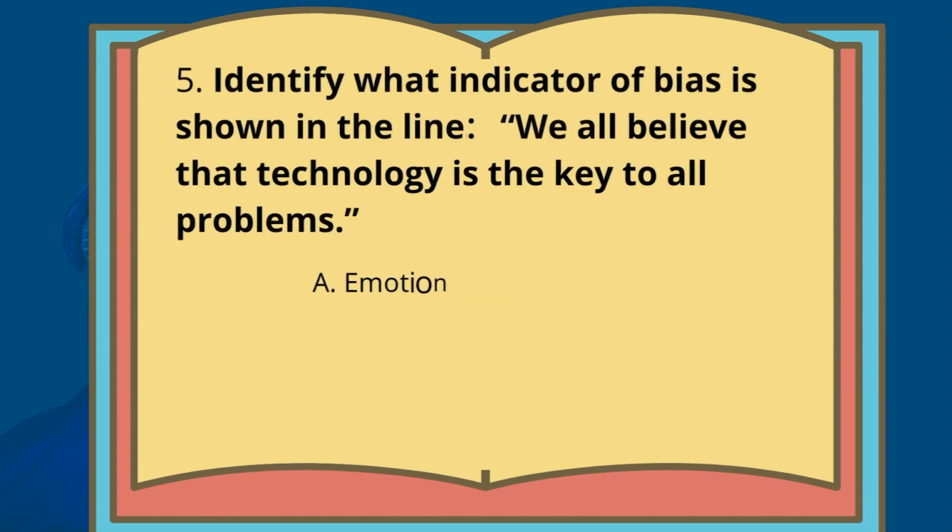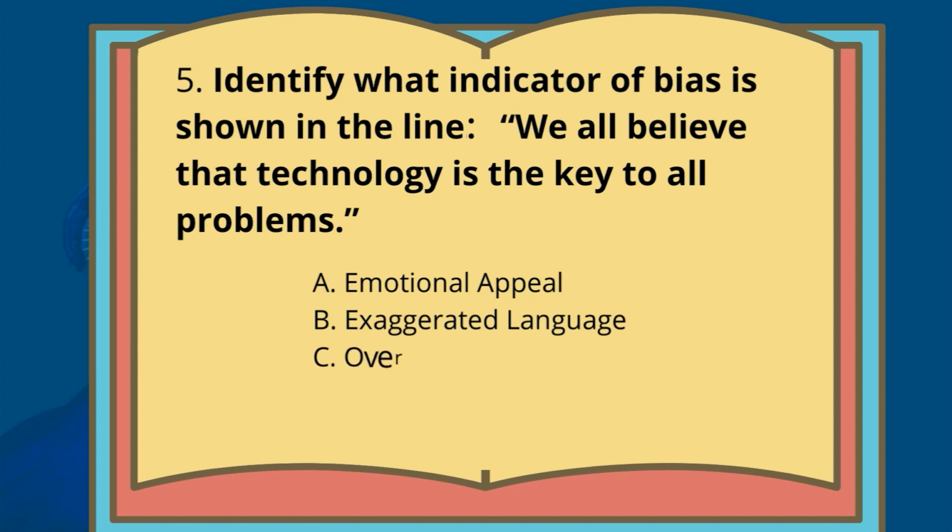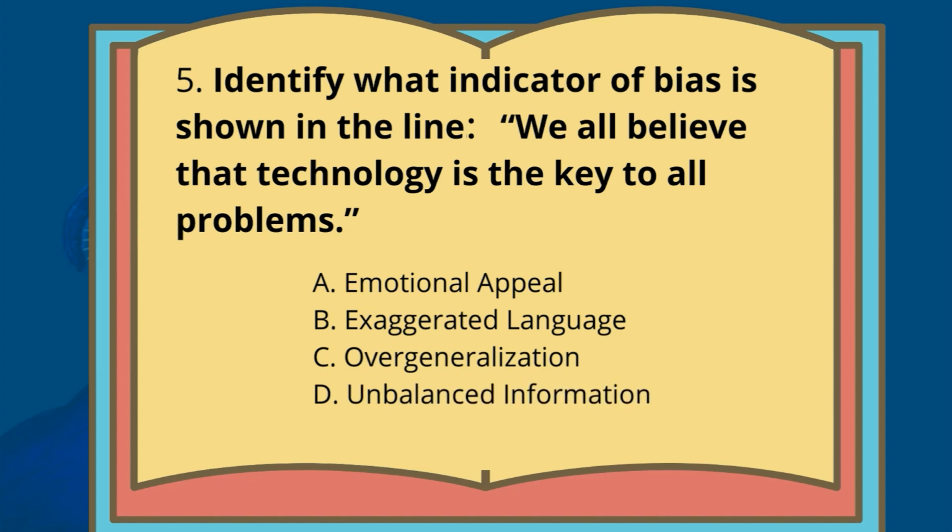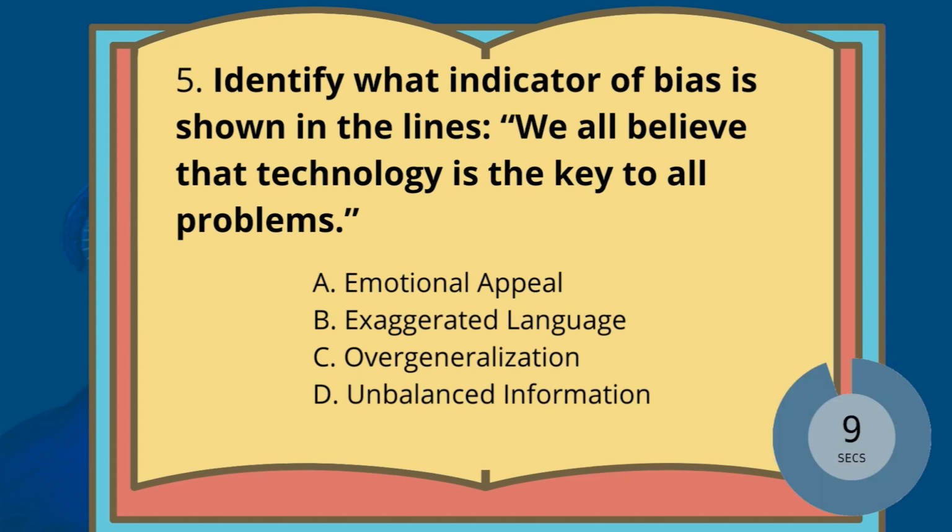Number 5. Identify what indicator of bias is shown in the lines. We all believe that technology is the key to all problems. A. Emotional appeal. B. Exaggerated language. C. Overgeneralization. D. Unbalanced information.